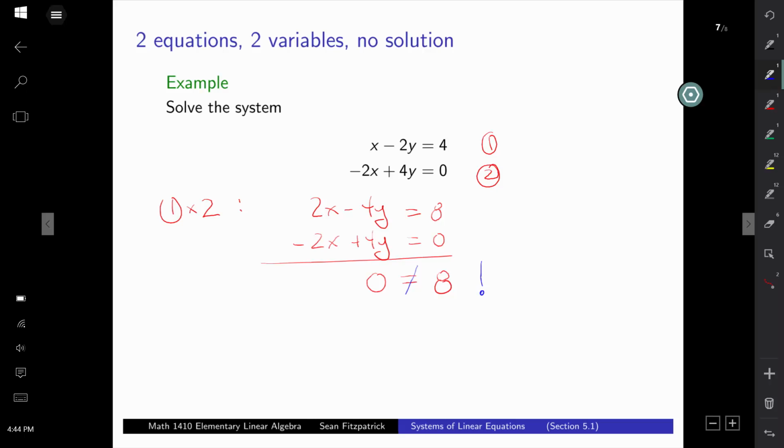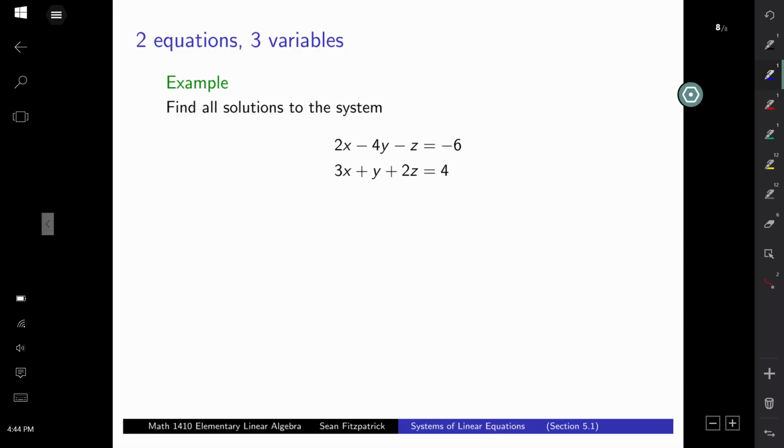No matter what you plug in for x and y, there's no values of x and y that are going to make 0 equal 8. 0 is just never equal to 8. Okay. Here's one more example. Two equations in 3 variables. Let's say I want to solve all solutions to this system. Okay. This takes a little bit more work.